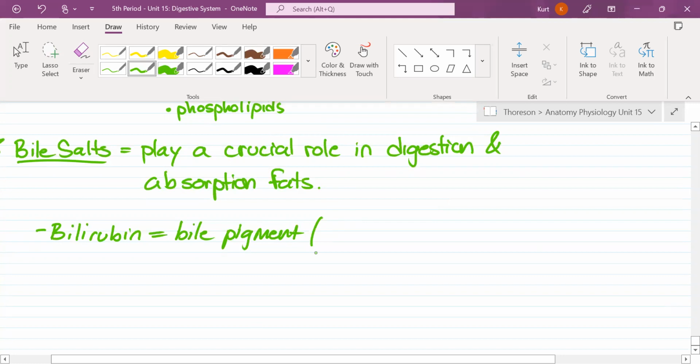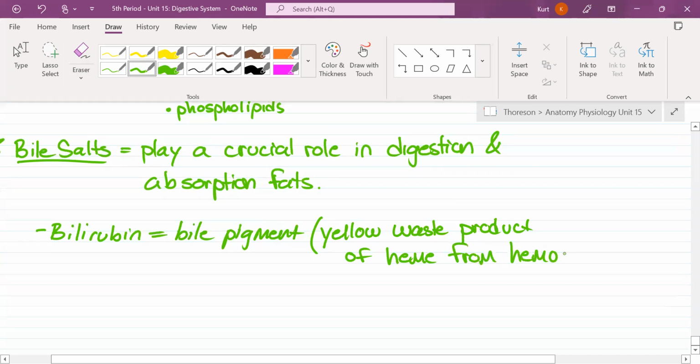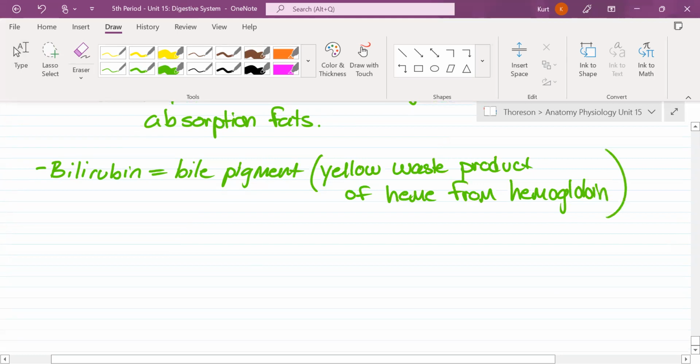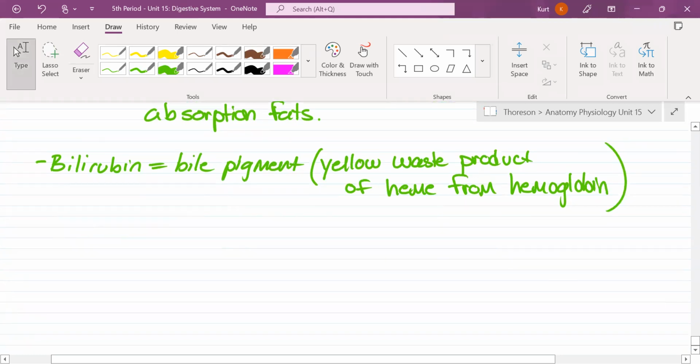Bile pigment is yellow waste. It's a yellow waste product of heme from hemoglobin. Do you remember what hemoglobin does for your blood? What does it allow your red blood cells to carry? Hemoglobin allows your red blood cells to carry O2.